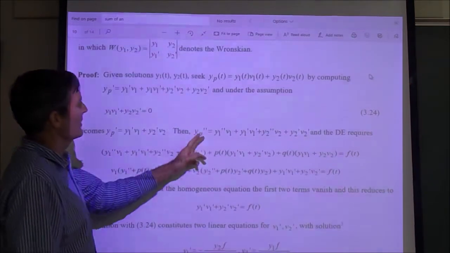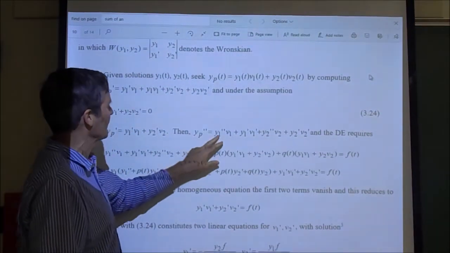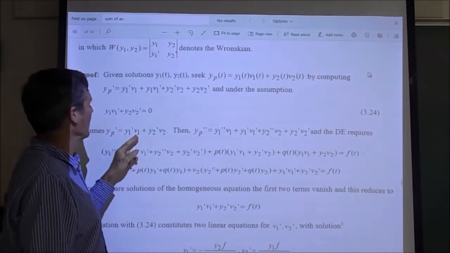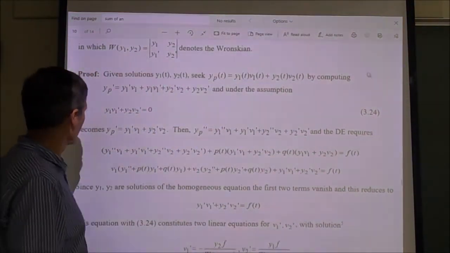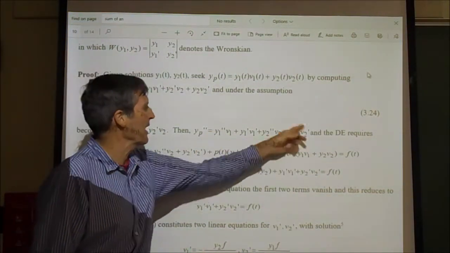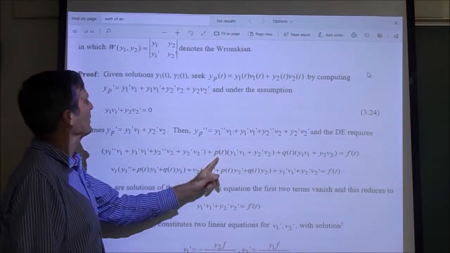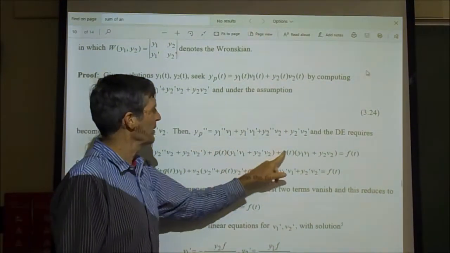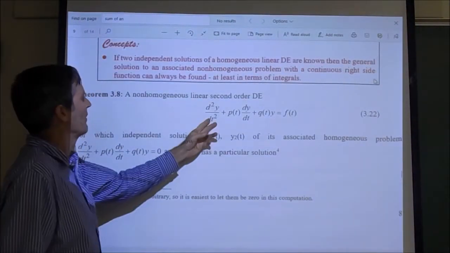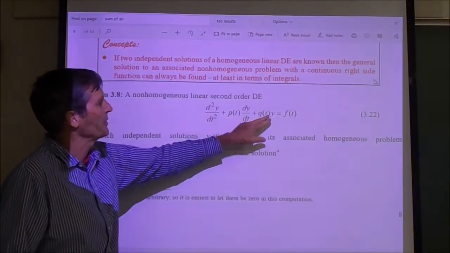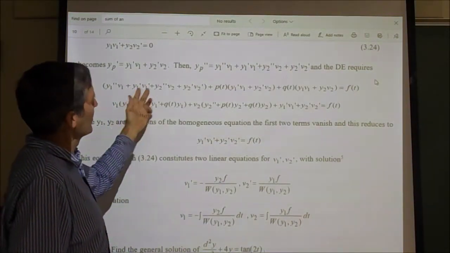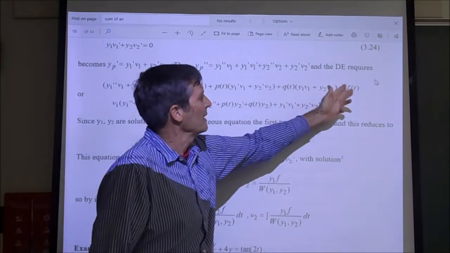And you can take its derivative and get yp double prime. Again, the product rule gives y double prime times v1 plus y prime v1 prime, and so on. This is the product rule for this term and this term, those four terms. Now you plug these into the differential equation: y double prime plus p of t y prime plus q of t y equals f of t. I just plugged it into the differential equation we're trying to solve.